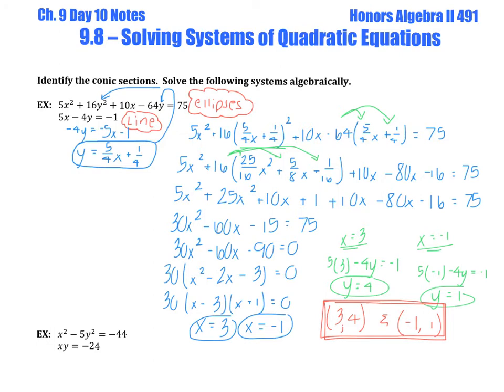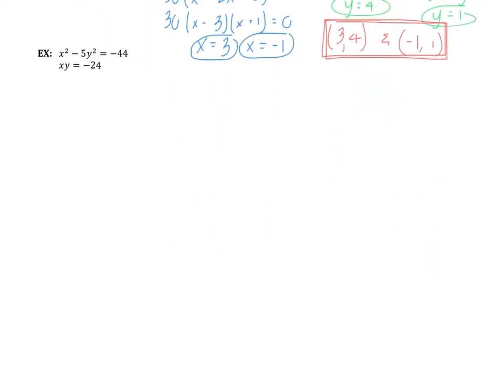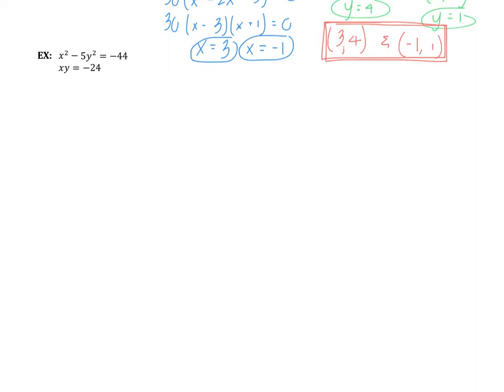Okay, let's try another one. Again, first idea is figure out what shapes you are working with. Well, I'm looking at the first one. I see there are 2 squared terms, so I know a line and parabola are out. I notice that they do not have the same coefficient in front, so it's not going to be a circle. I do notice that one term is negative. So when one term is negative, I know hyperbola.